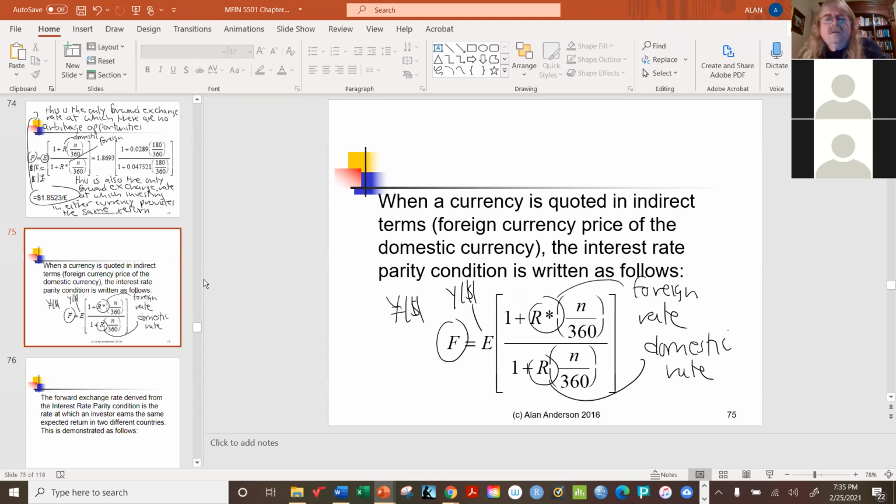So if the quote is foreign currency per dollar, that means you have to flip over this formula and use the foreign rate in the numerator and the domestic rate in the denominator. Otherwise, you're going to get it completely wrong. Now, having said that, in the past and this year as well, I will always make sure the examples are dollars per pound, dollars per Swiss franc, dollars per euro, whatever it is, so that this won't actually come up. But it's important to be aware of it.